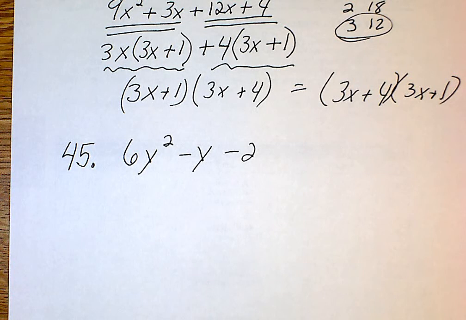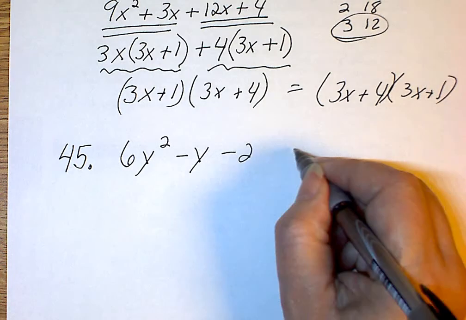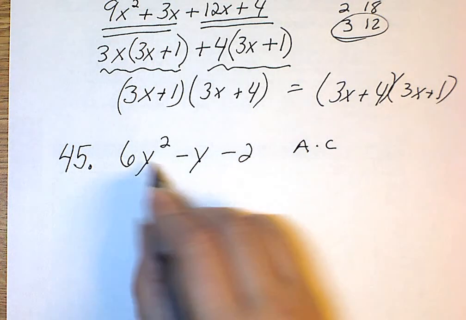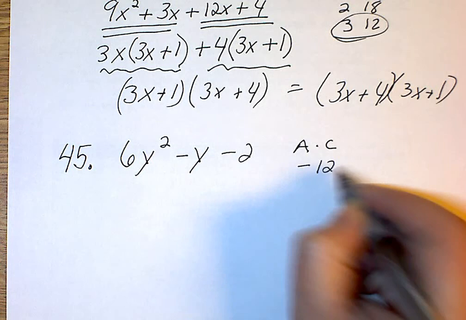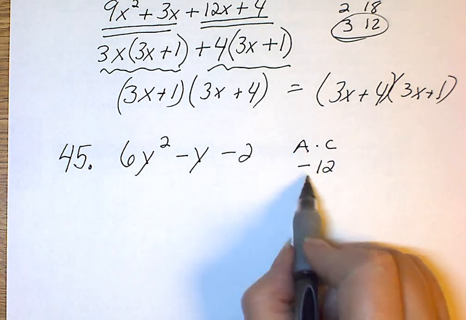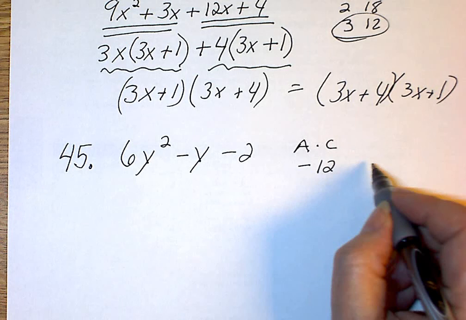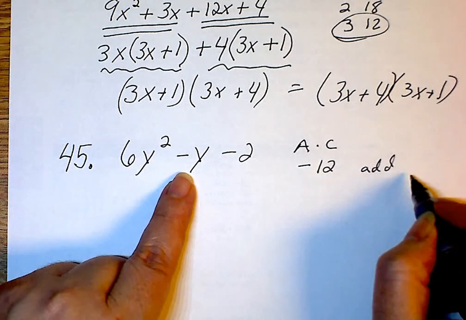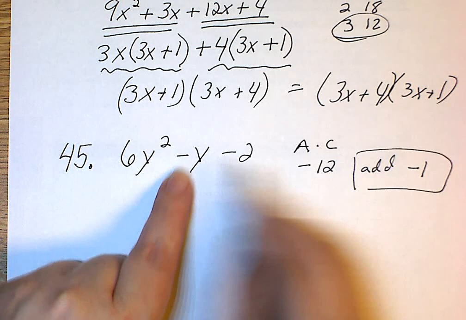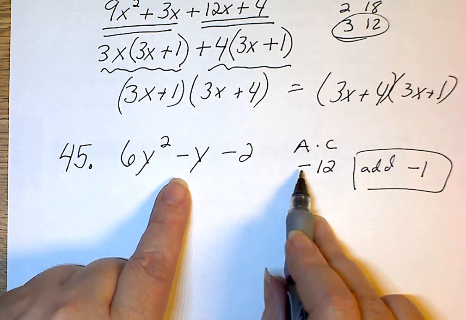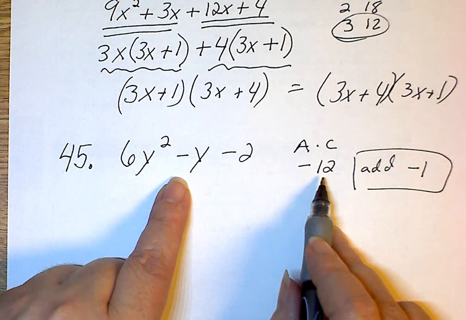So, very good. When you do AC on this, we're looking for two numbers that multiply together to give you negative 12 and that, when you add them, give you negative 1.